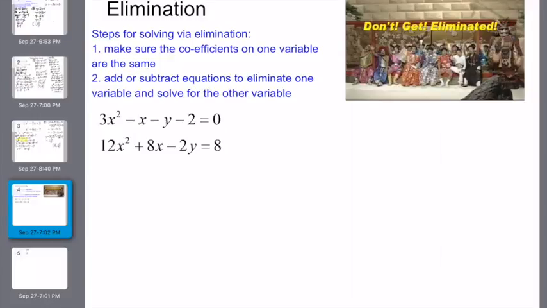Okay, so our first step, we want to make sure the coefficients on one variable are the same, and step 2 is add or subtract equations to eliminate one variable and solve for the other. We always want to choose the variable that is raised to the first degree. In other words, here we have y to the power of 1 and y to the power of 1, so we want to choose that. If we try doing this with our squared or our second degree or more, it's going to get tricky.